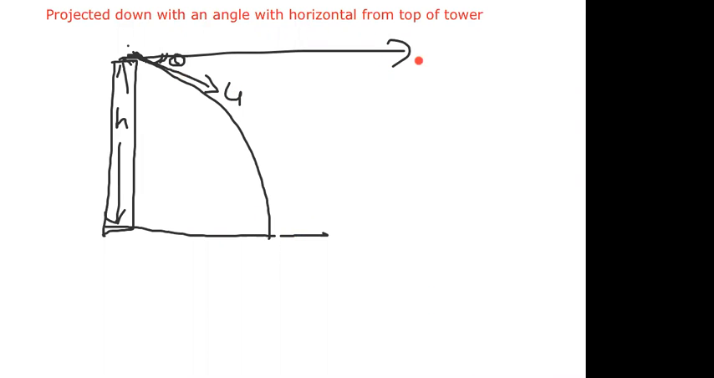It's horizontal, and it's making an angle theta with the horizontal, downward. We are projecting down with velocity u. Initial velocity is u. Now again, as usual, we'll resolve into components. In the horizontal direction, I can write u cos theta, because it makes angle theta here.